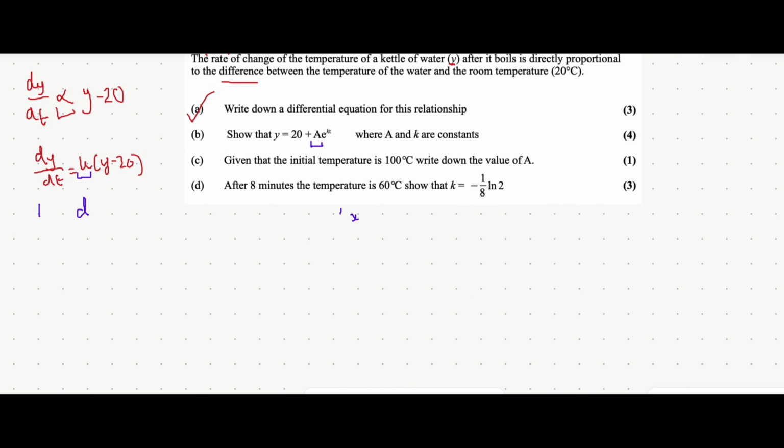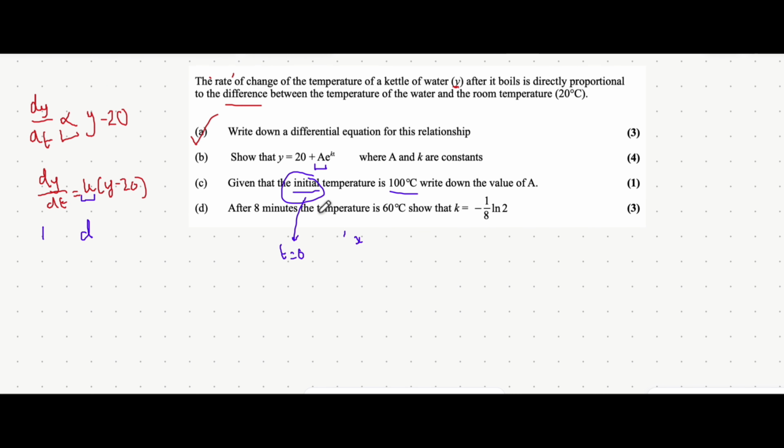Moving on to part C now, it says given the initial temperature is 100 degrees. Straight off the bat, the word initial means we're considering the start of the whole motion, which is when time is equal to 0. So sometimes you might have to infer that from the question. It won't just directly say when t equals 0, and this is an example of where the temperature is 100 degrees. So once again, y is what the temperature is, so we're going to replace y with 100 and make it equal to 20 plus Ae to the power of kt.